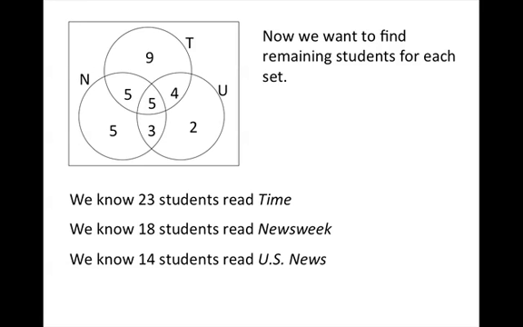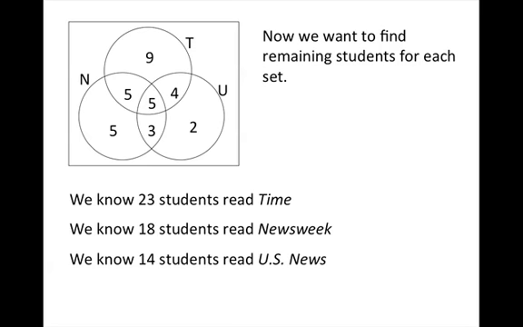Now finally, I want to find out how many students read none of these. That would be the number of students in the box inside my universal set, but not in any of the circles. And I mentioned before, we usually label the universal set with a U, but this time I've used U for my U.S. News. So I just didn't label my universal set with any variable.